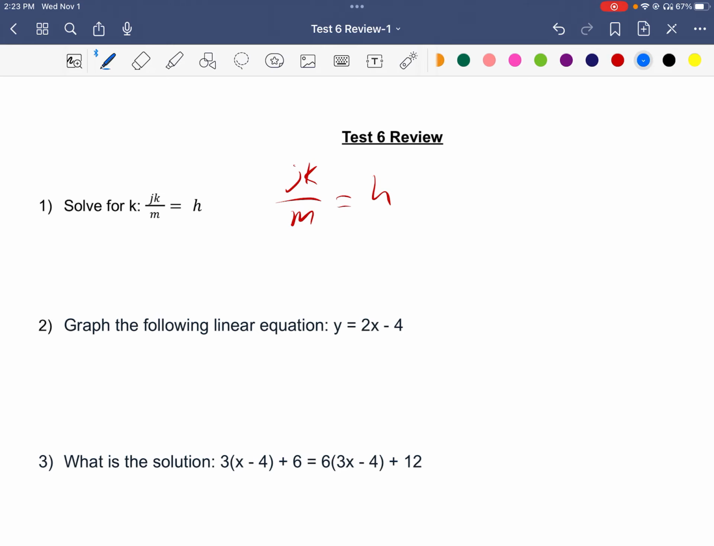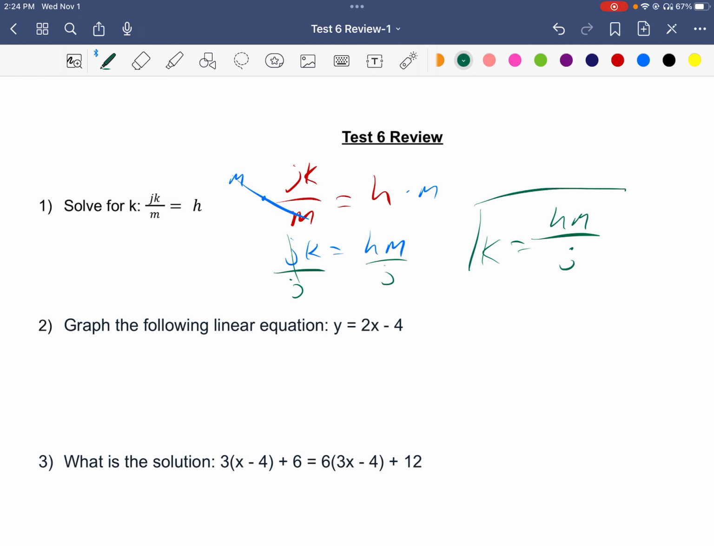To do that, I'm going to move over the m and the j. My first step, I have to multiply by m and get rid of this denominator. I get jk equals hm. My second step, I want to isolate k, so that just means j and k are multiplying. I do the inverse and divide by j, and I'm left with k equals h times m divided by j. That's it. There's nothing to simplify or do anything else with. That's the simplified form.